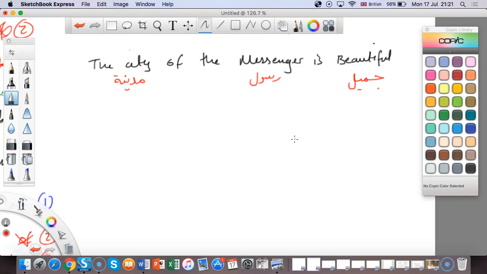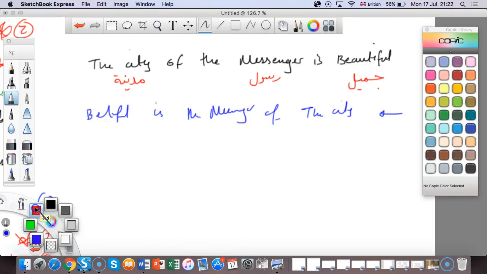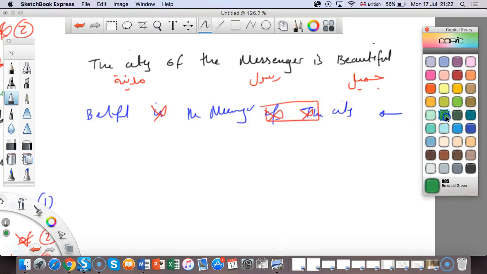Okay, let's have a go. What did you guys get? What else? Okay, so you write this out. So, city of the messenger is beautiful. Here it is. Translate.